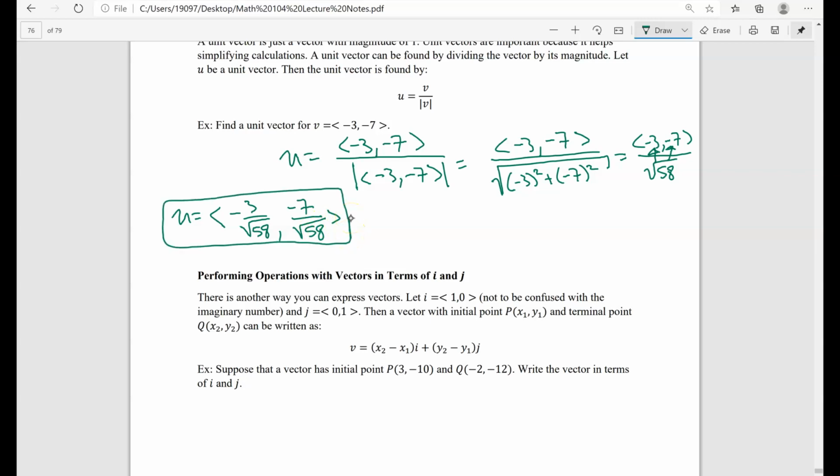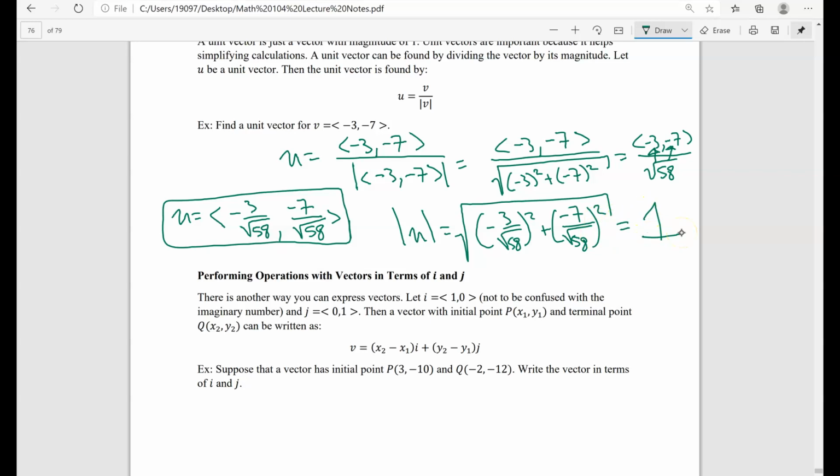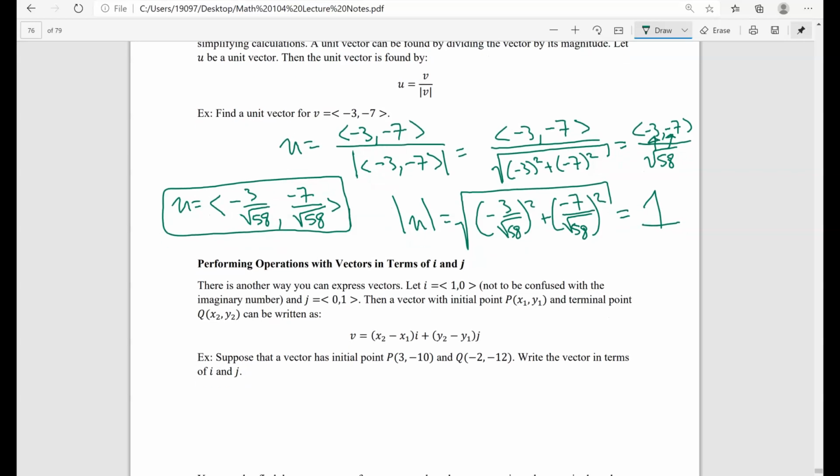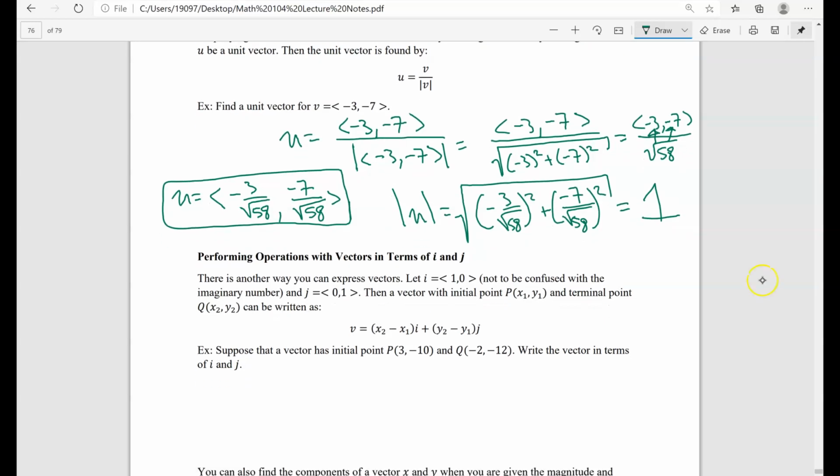Okay, and the way to check your work to make sure that it actually has a magnitude of 1, take the magnitude of u. It will be the square root of -3 over the square root of 58, squared, plus -7 over the square root of 58, squared, and to check, this actually is going to give me 1. So working with these vectors actually works a lot in your favor, especially when we're talking about normal vectors. And this will be more in Calc 3, but just a little glimpse of what exactly these vectors are doing.